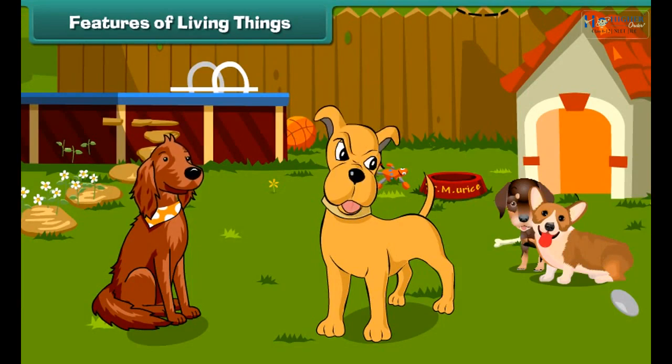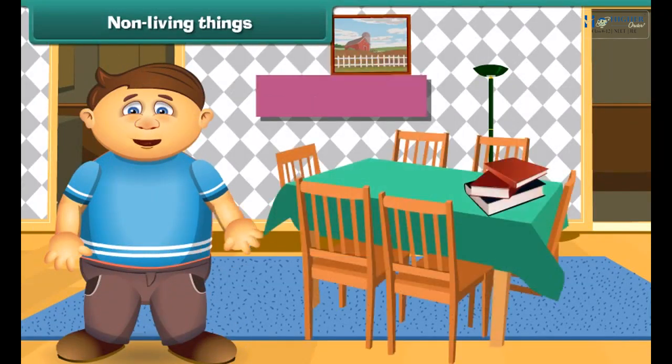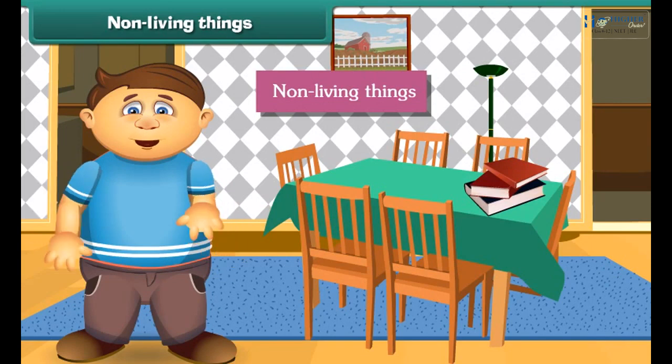This is called reproduction. Hey friends, now let's know about non-living things. They do not show the features of living things. Here are some examples of non-living things.